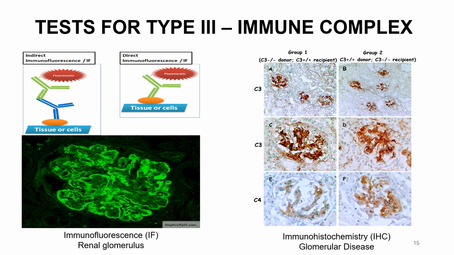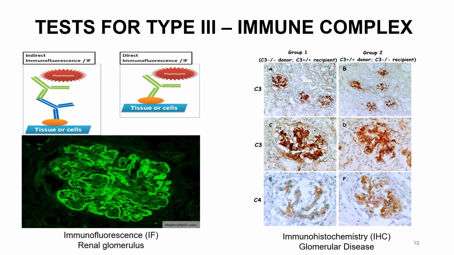When we suspect type 3 hypersensitivity, we are not just looking for antibodies in the blood. Instead, we're trying to demonstrate immune complex deposition in tissues. And that's where immunofluorescence, or IF, comes into play. Immunofluorescence can be direct or indirect, but the goal is the same: to visualize immune complexes using fluorescently labeled antibodies.